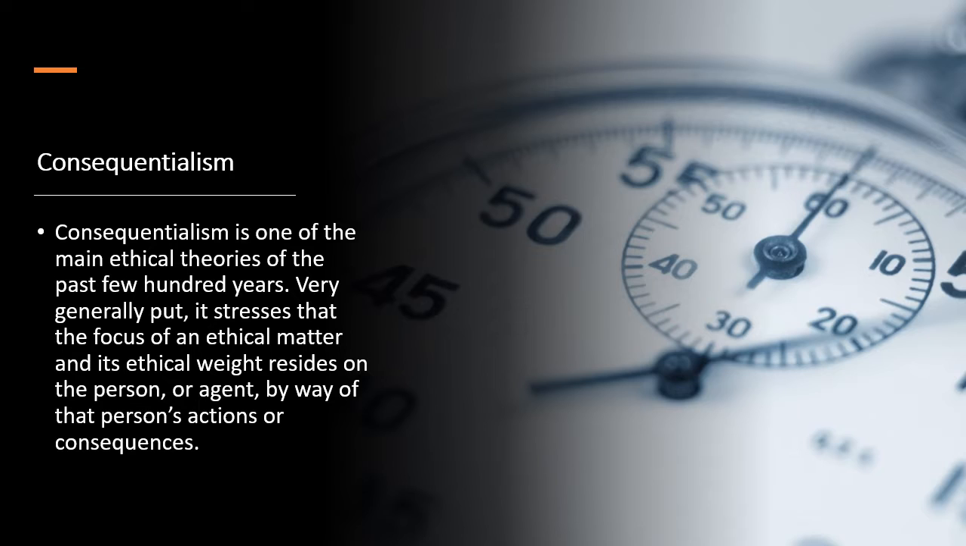Very generally put, it stresses that the focus of an ethical matter and its ethical weight resides on the person or agent by way of that person's actions or consequences. In other words, this focus and weight lead to quantifiably useful or generally positive ends such as the well-being of humans and animals. There are a few different kinds of consequentialism that we'll be talking about in this lesson.